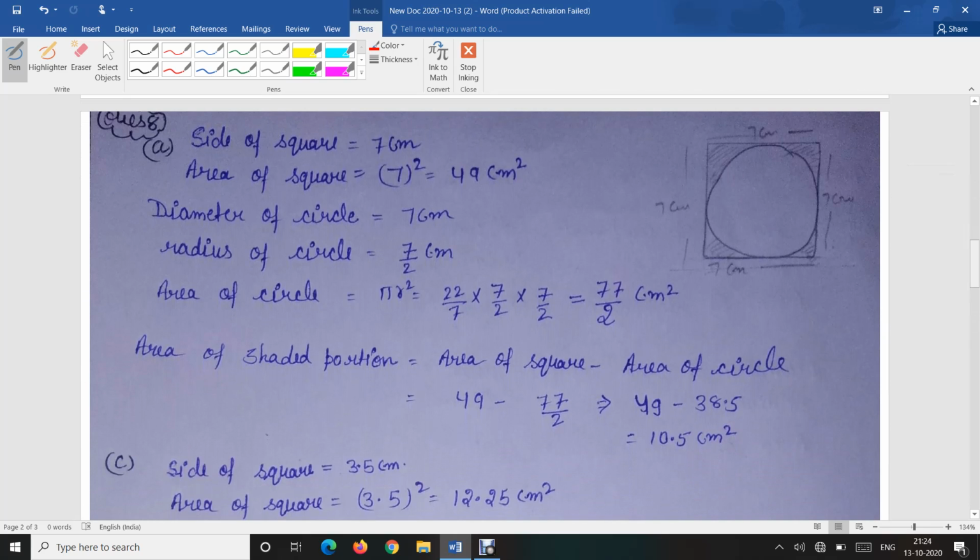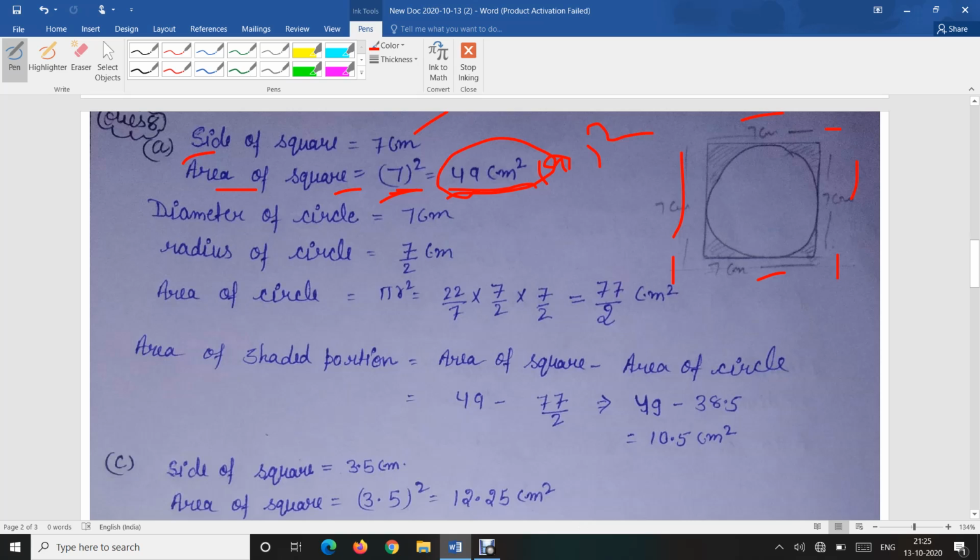This is the question. Here it is given that the side of the square is 7 centimeter. So we can find the area of the square by applying the formula of area of square, which is side multiplied by side, that means a square. So the area of square is 7 multiplied by 7, which is equal to 49 centimeter square. So the area of square is 49 centimeter square.